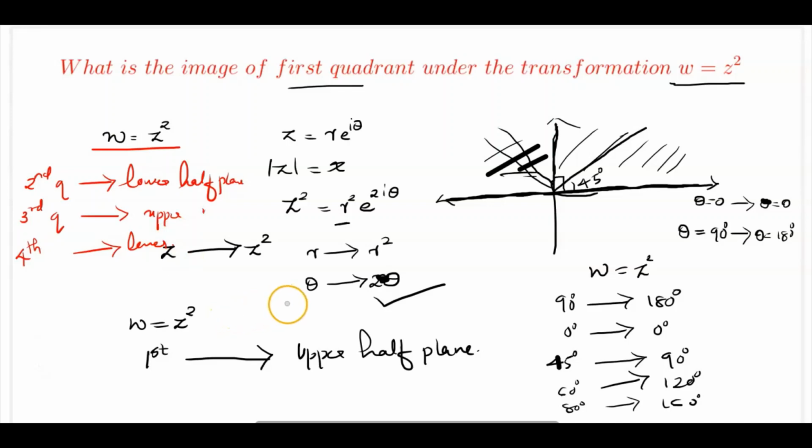We need to understand what happens when Z in the Z plane goes to Z square in the W plane. It is doubling the angle theta. The argument theta becomes 2 theta and R becomes R square. So this is basically what is happening under the transformation W equal to Z square.